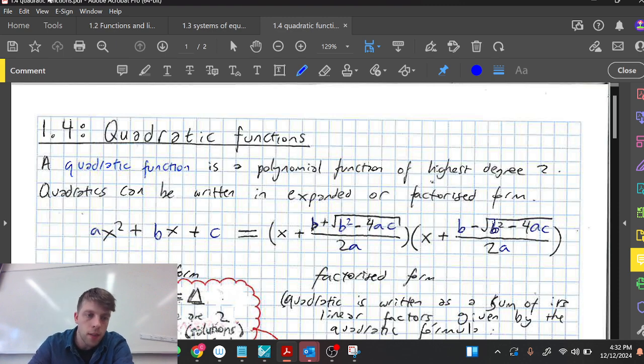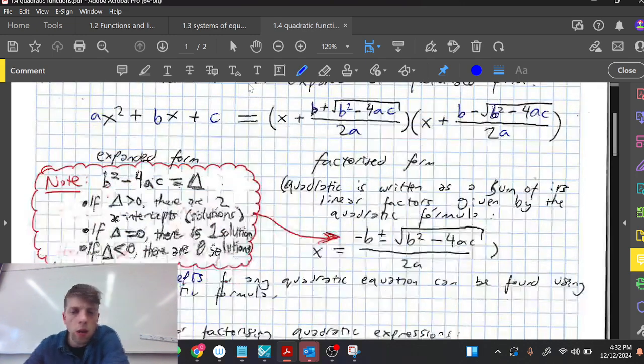So you can see on the left here, a quadratic written in expanded form, so descending powers of x. We have ax squared plus bx plus c. a, b, and c are constant terms. Then we have factorized form over here. That's where we write it as a product of linear factors, or as simple as we can get. So we have x plus b plus, what's all this?